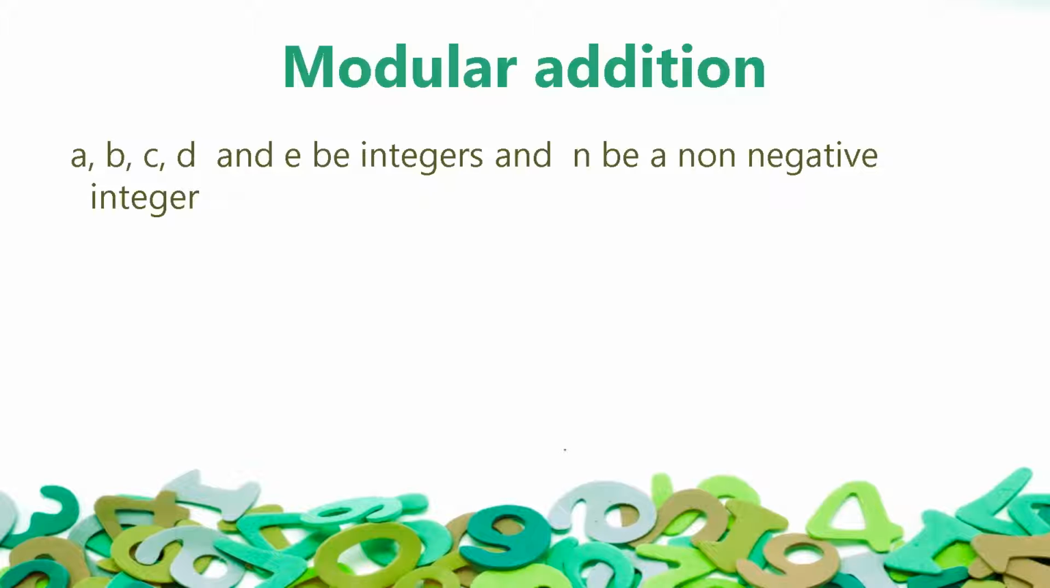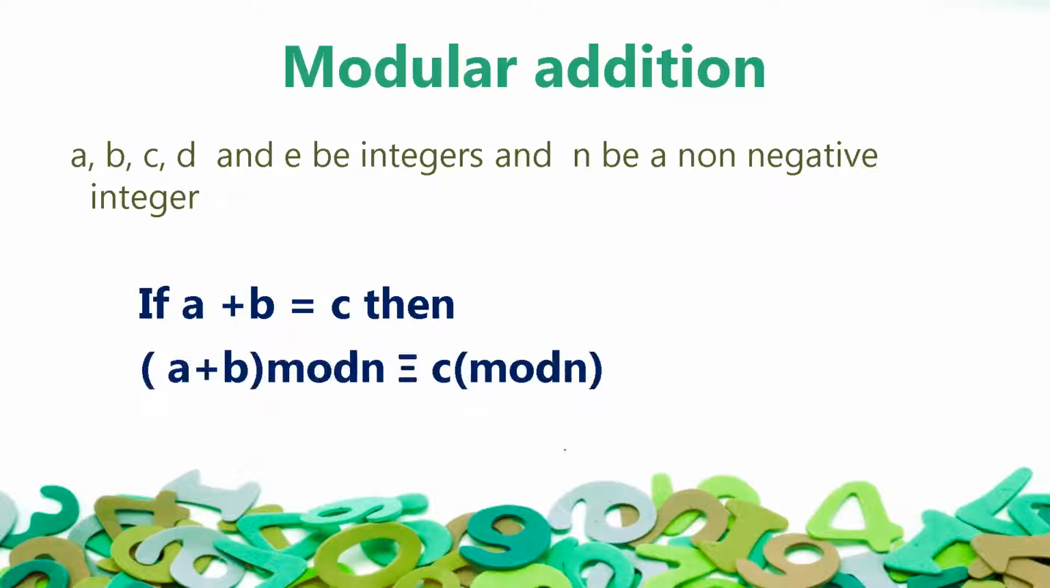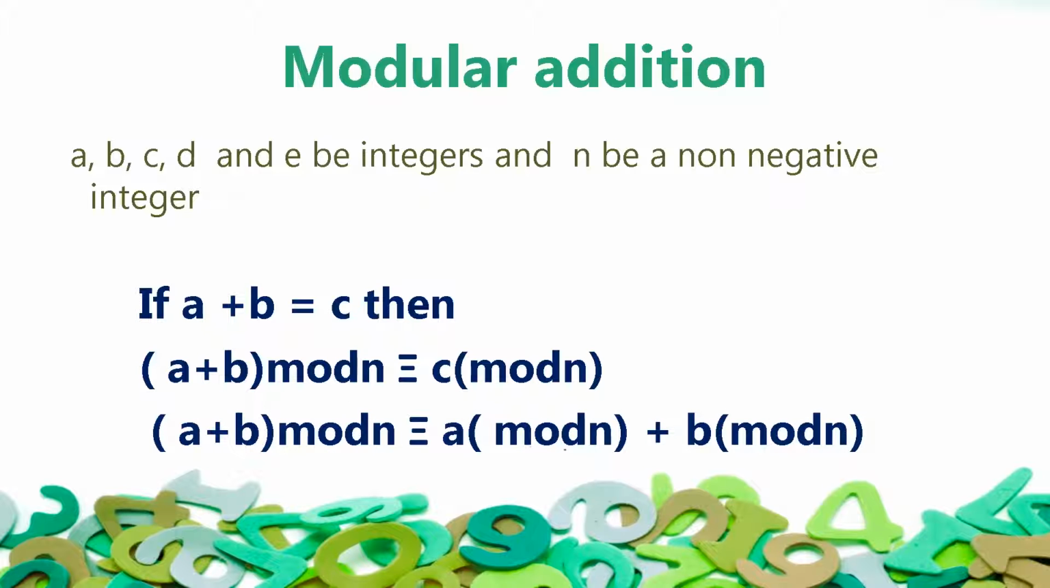For addition in modular arithmetic, if a plus b is equal to c, then a plus b modulo n is congruent to c modulo n. Also, a plus b modulo n is congruent to a modulo n plus b modulo n. Modular addition can be considered as counting forward in a clock.